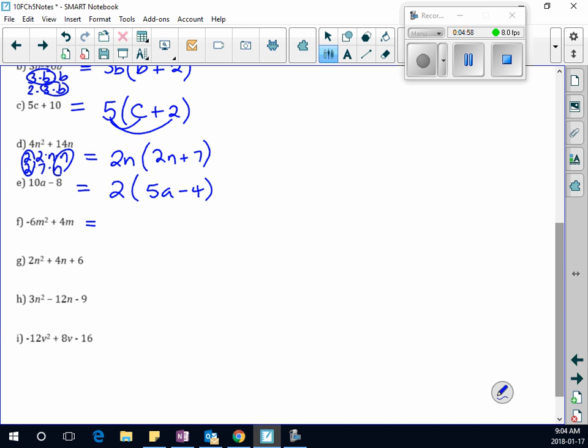Again, they're both even, so I'm going to take out a 2. There's an m common to both, so I'm going to take a 2m, and I'm left with minus 3m plus 2. Again, check your answer. 2m times minus 3m.